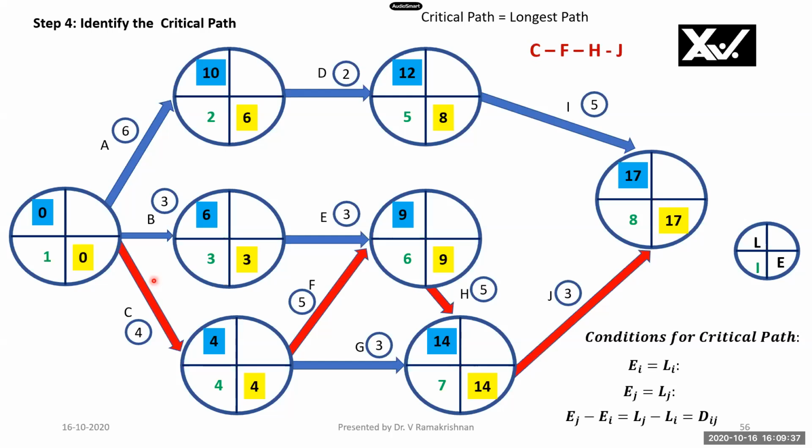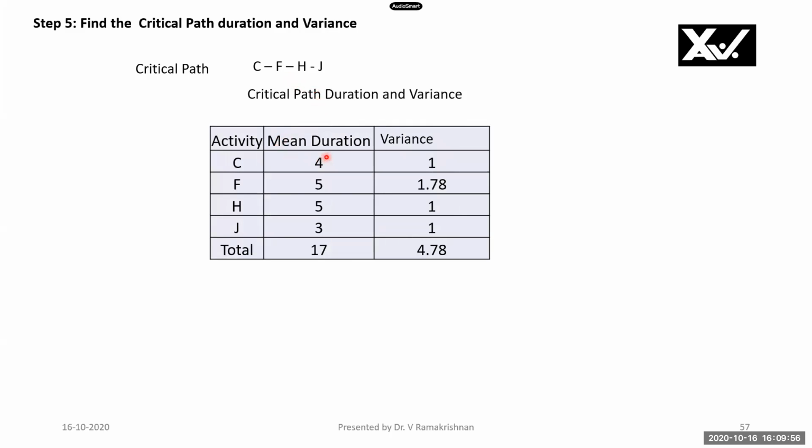So this critical path is C, F, H, and J. Adding the activity durations, we find the total project time. So 4 plus 5 is 9, 9 plus 5 is 14, 14 plus 3 is 17. We will see the calculations here. Critical path is CFHJ. We will fill up the mean durations and variances which we have calculated. We add them up, and the total duration will be obtained.